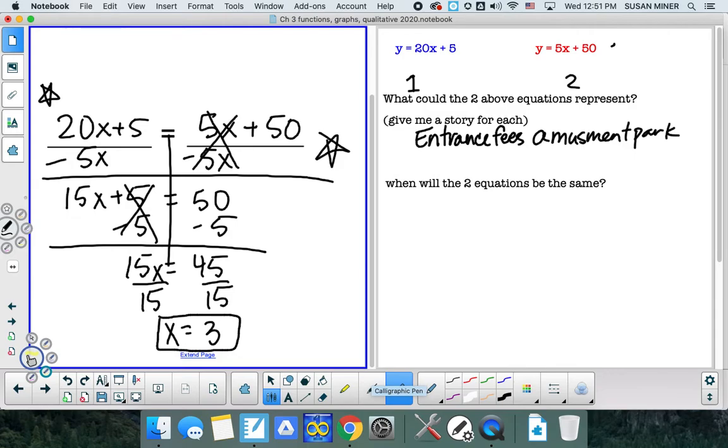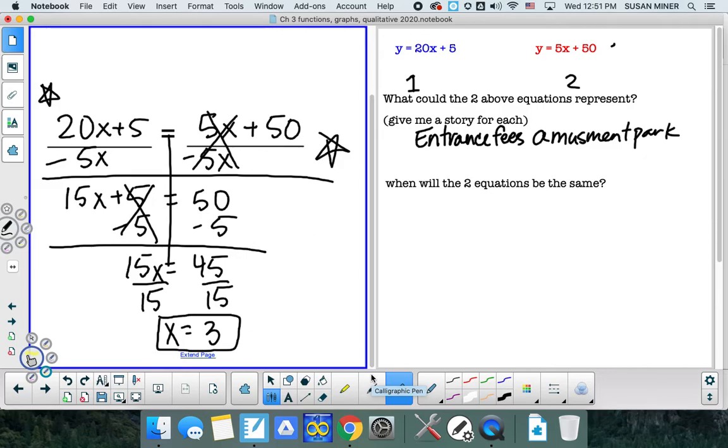So whatever my scenario would be, whatever I came up with for my story, right? Does that fit? So I'd have to go on 3 rides in order to make my cost be the same from the price of getting in.